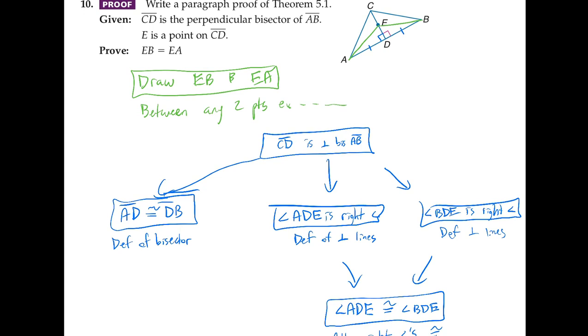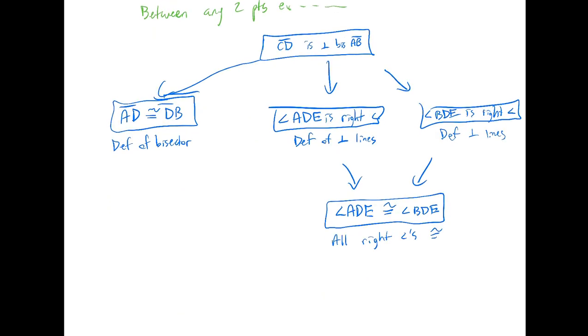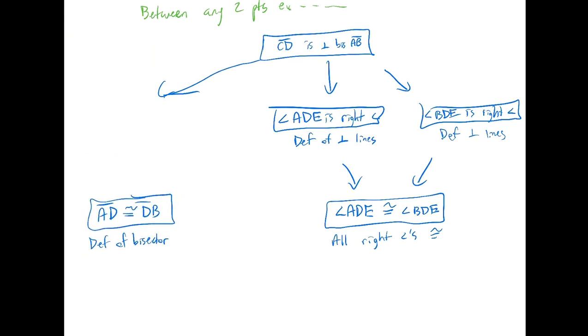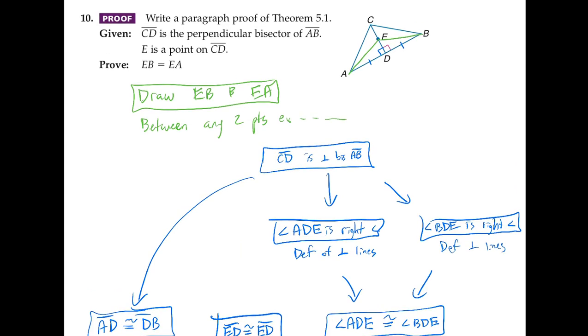Okay, so we got those angles and those sides are the same. Is there anything else? Oh, well, look at this. This side is shared between the 2 triangles. So we also know, and I'm just going to bring this down a little bit because we're going to use that, side ED is congruent to itself, ED, right? And that's by reflexive property of congruence.